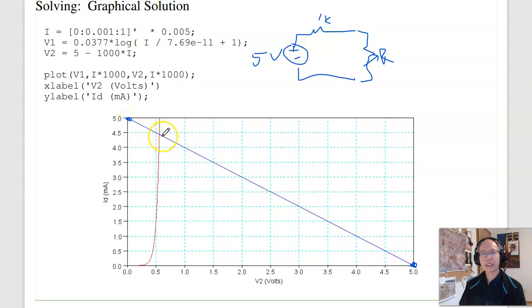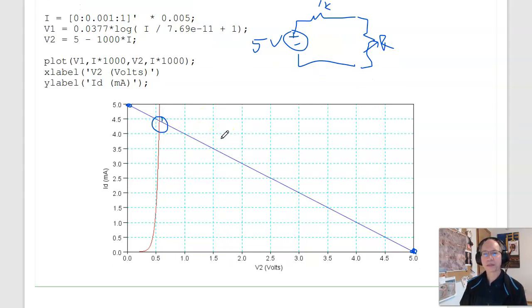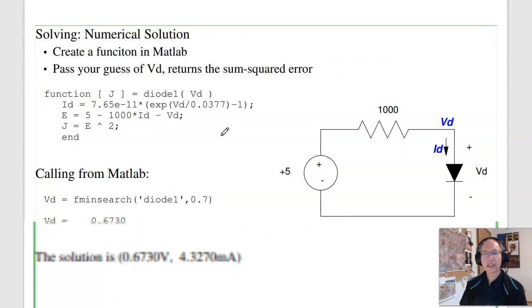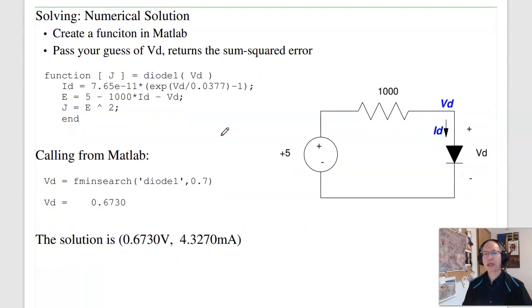The solution then is where the two intersect. That's my solution to two equations, two unknowns. That's one way to do it. Second way is use Matlab and find a numerical solution. For this, we're going to use the function fminsearch.